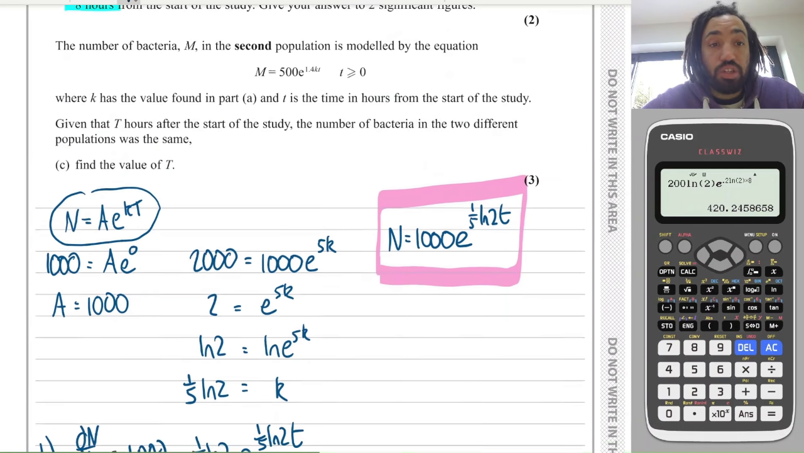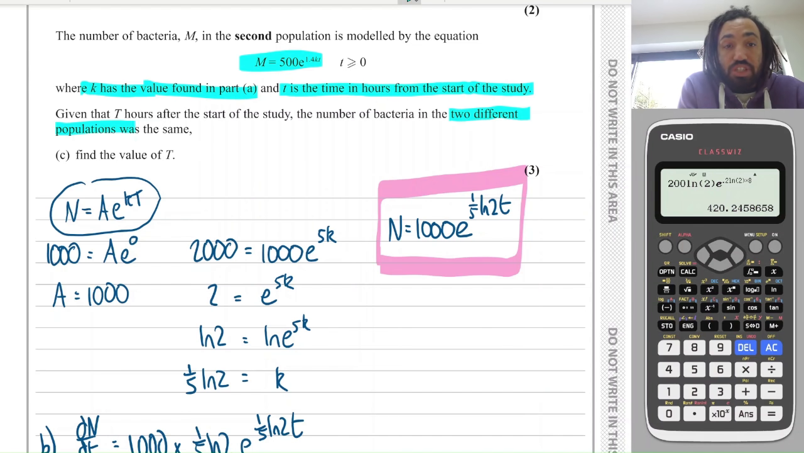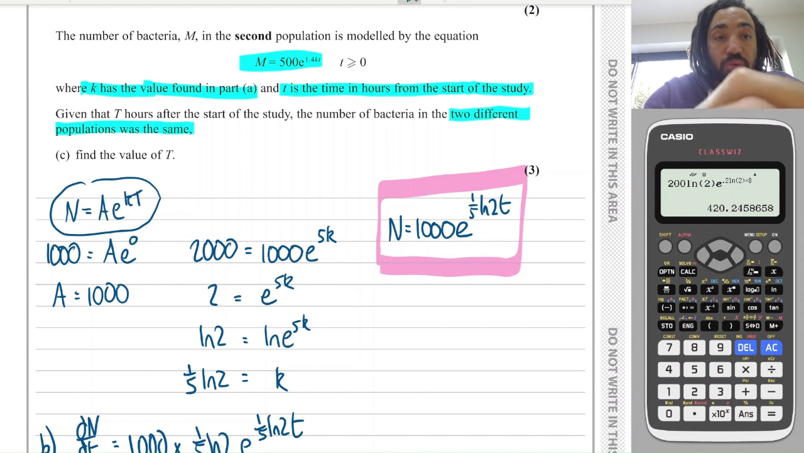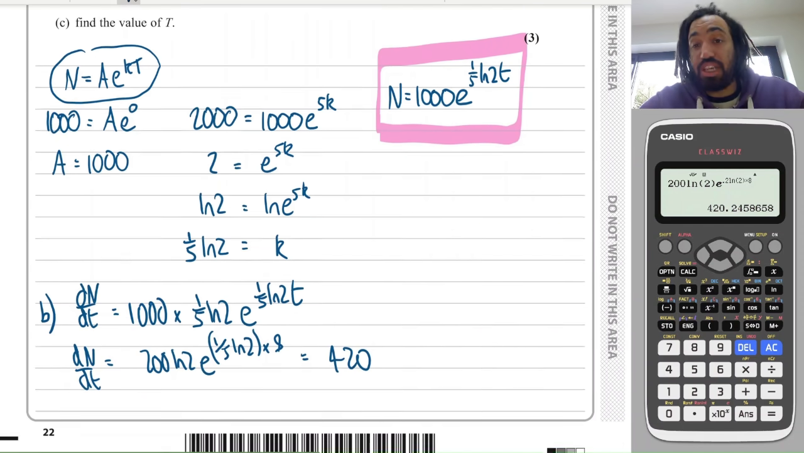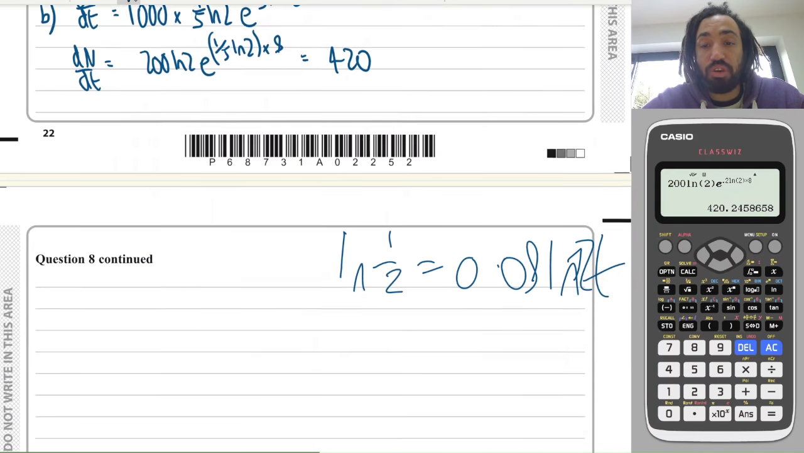Great. Question part C. We now have another model that looks like this, where the k is the same value as part A, and t is again hours, and it says for us to show when the two different populations are the same. So we need to set each of them equal to each other. So that one is 500 e to the 1.4k.